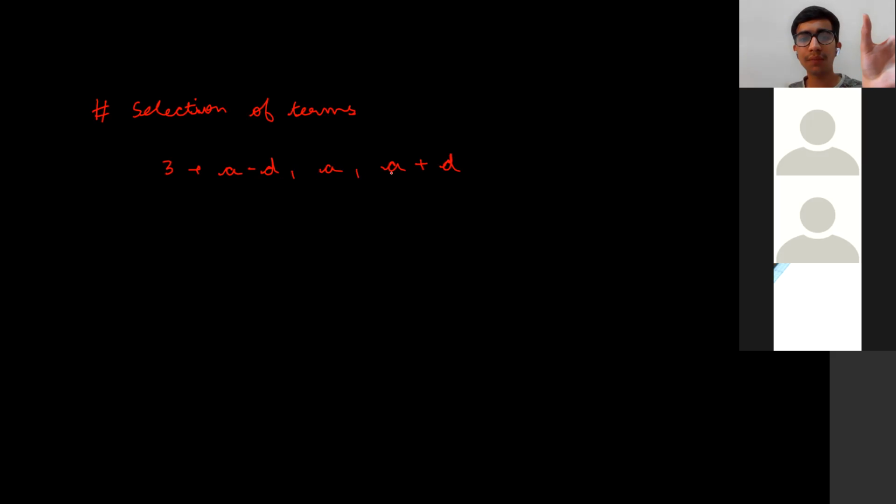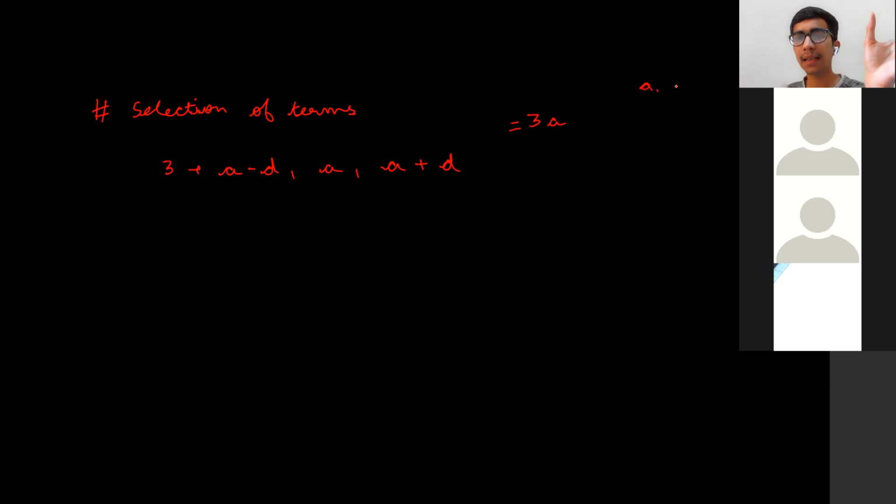So when you sum all of these terms, you'll get 3A. So already in the sum, you have reduced one variable. We had 2 variables, A and D. When you sum all of the terms, you get 3A. So you have reduced the D part in the sum.